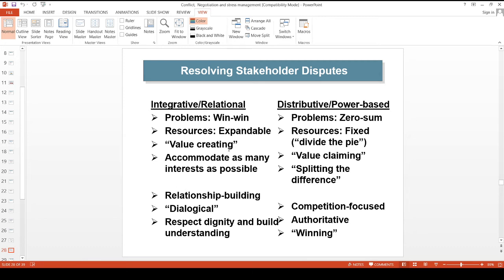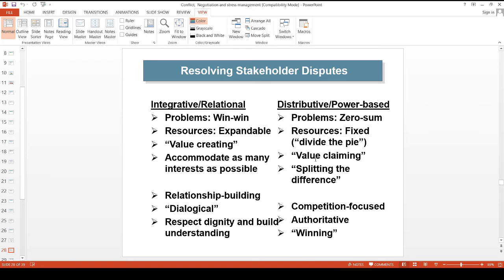This is a more value creating sort of situation, and we accommodate as many interests as possible among the different parties. On the other end is the distributive approach, in which we target the zero sum approach. That is a win-loss sort of situation, in which one party is the winner and the other party is the loser. We usually term it divide the pie. We will have to divide the pie among the different parties. Splitting, in this approach we try to split the difference between the two different parties.